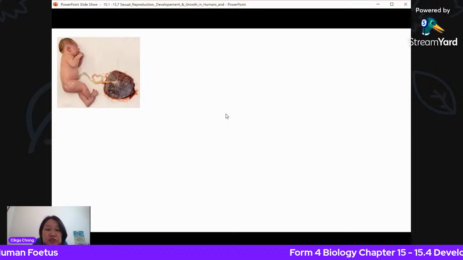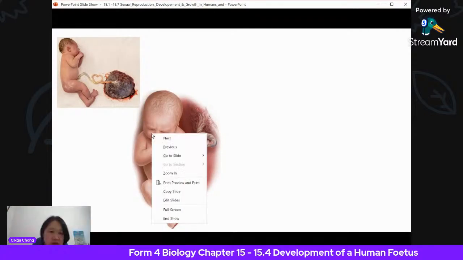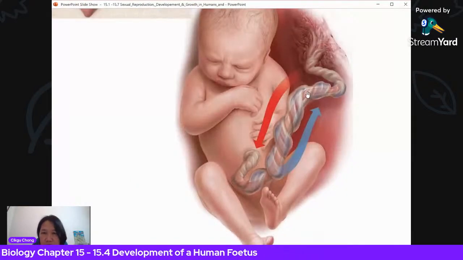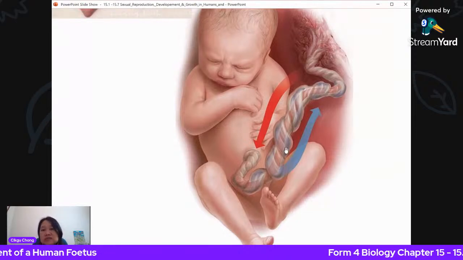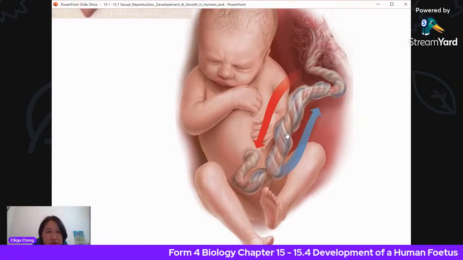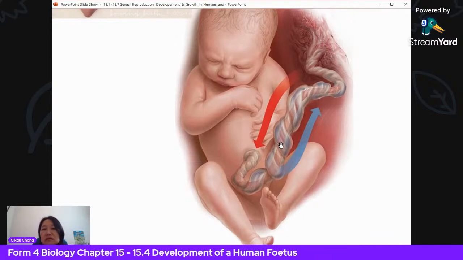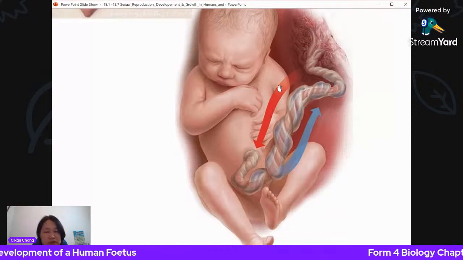Now, next picture. You will see inside the umbilical cord. You will see one red one, that's the vein, and you can see two blue ones. The blue ones are in fact the arteries, the umbilical arteries. The red one is the umbilical vein. So this is a diagram, it's not a real picture of the baby.